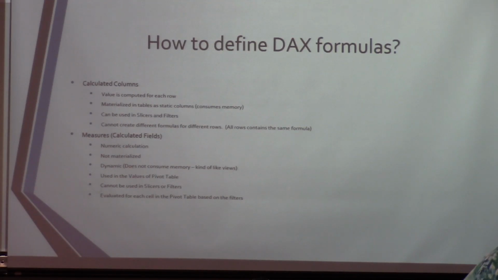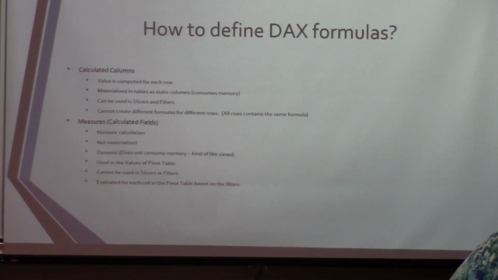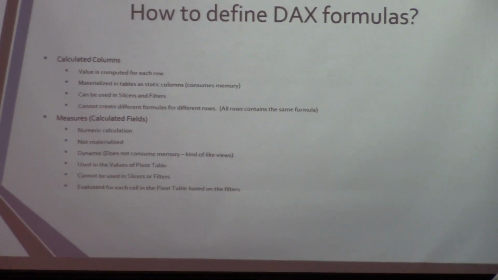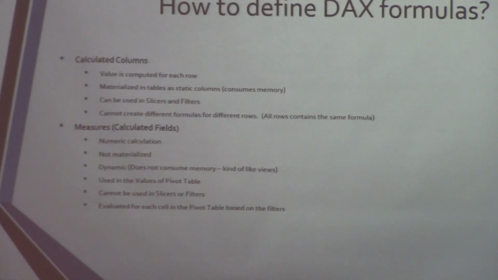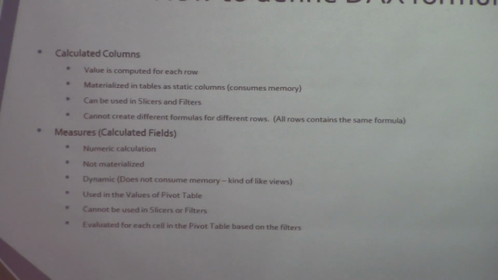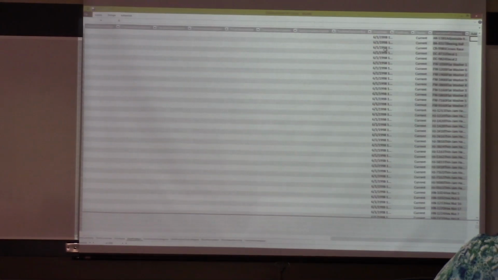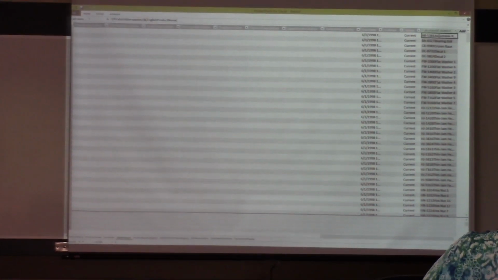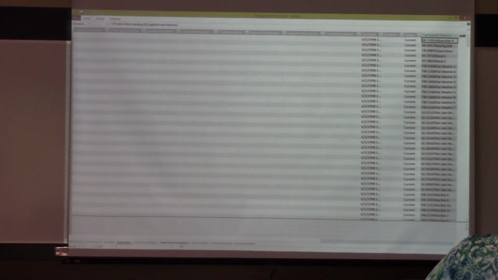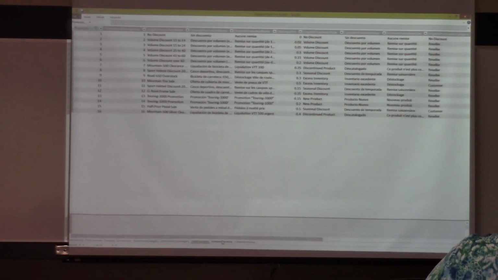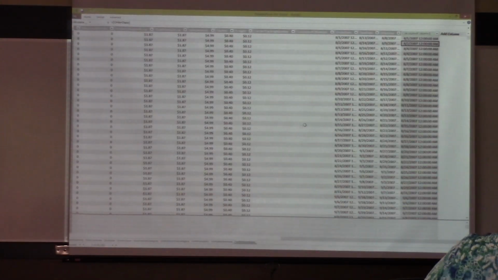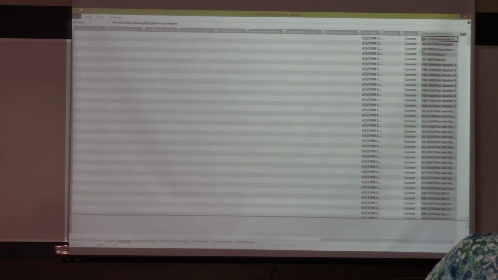So in DAX, what are the two things that you can do? One is you can create columns inside your tables, like the ones that I showed you here. You can create new columns inside your tables. These are called tables inside the PowerPivot, and there you're creating new columns using DAX expressions.